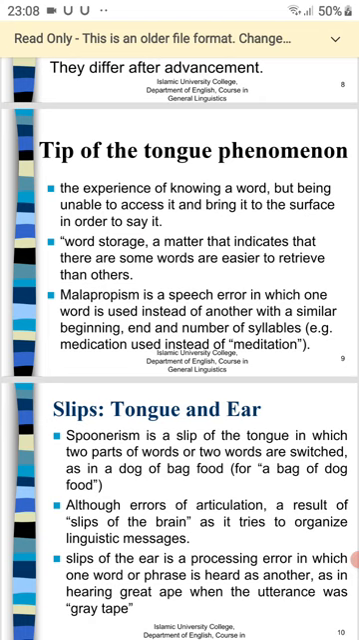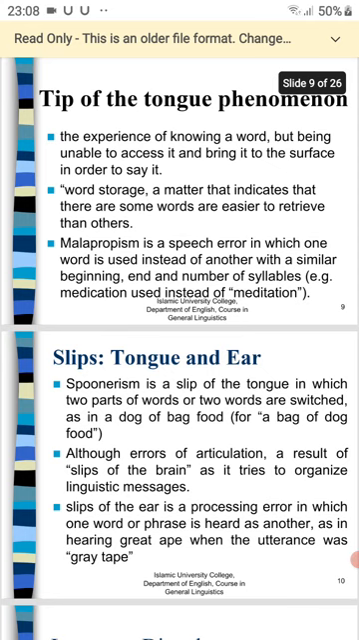So, I also have the phenomenon of the tip of the tongue and slips of the lips. Tip of the tongue phenomenon: the experience of knowing a word but being unable to retrieve it; it is happening near the surface. Word retrieval indicates that some words are easier to retrieve than others. Malapropism is a speech error in which one word is substituted by another word with a similar beginning and end and syllables.